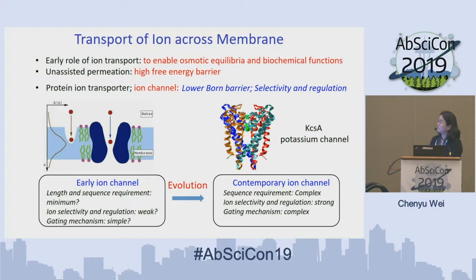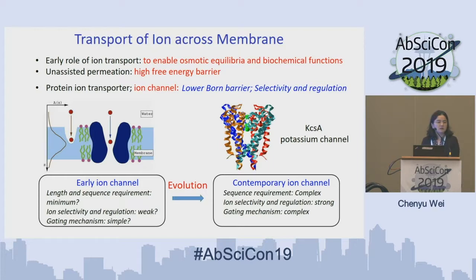The transport of ion across membrane is very important for biochemical functions. However, the direct permeation through the membrane is not energetically favorable. The energy barrier can be 20 kcal per mole. So usually it will need some help. It needs either ion transporters or ion channels, which can not only lower the free energy barrier, but also provide selectivity and regulation.